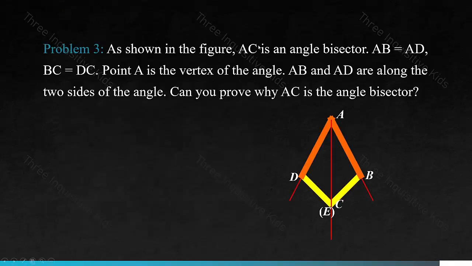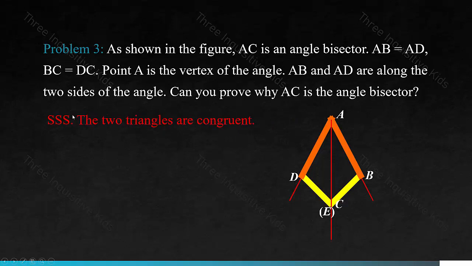As shown in the figure, AC is an angle bisector. AB equals AD, BC equals DC. Point A is the vertex of the angle. AB and AD are along the two sides of the angle. Can you prove why AC is the angle bisector?